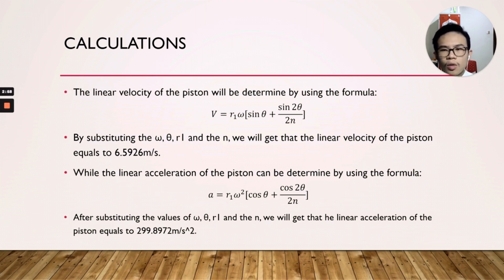While the linear acceleration of the piston can be determined by using the formula acceleration A equals the length of the crank rod times the angular velocity to the power 2 times the bracket of cos theta plus cos 2 theta over 2n bracket. After substituting the known values, we will get that the linear acceleration of the piston equals 299.8972 meter per second square.